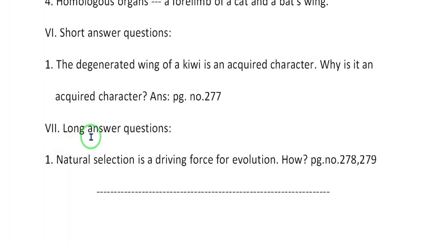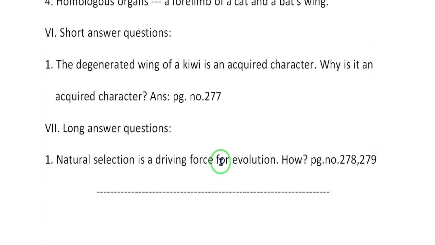Then Roman number 5, long answer questions. Question number 1. Natural selection is a driving force for evolution. How? Answer, page numbers 278 and 279. Here, left side, page number 278, principles of Darwinism. Near that heading, you have to write one sentence. Let me read the sentence, you have to write it fast.